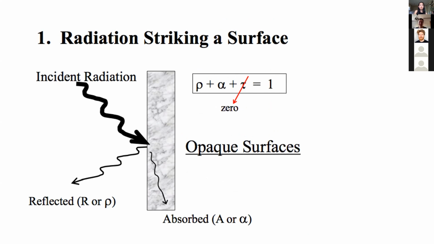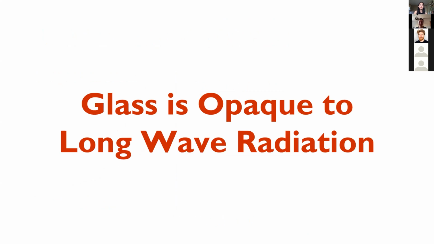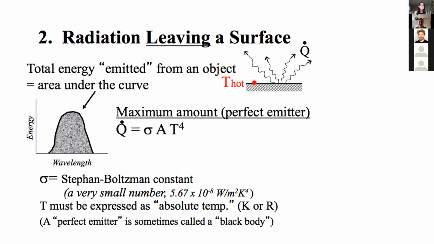Opaque surfaces do not transmit radiation, so the value for tau would be 0. Therefore, when you're looking at this equation, it's just reflection plus absorption equals 1, or 100%. Very important to note, glass is opaque to long wave radiation. So we will talk about that more in the following slides.